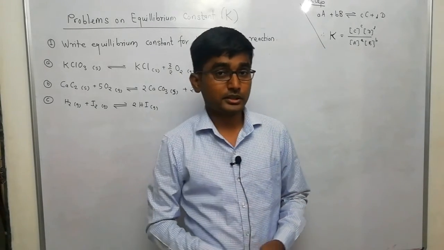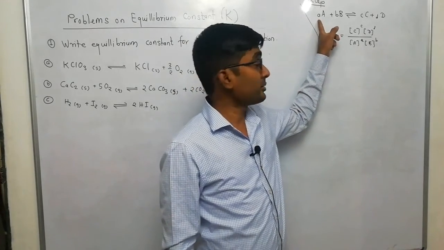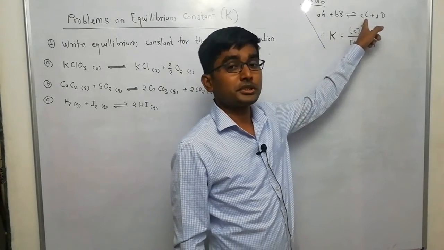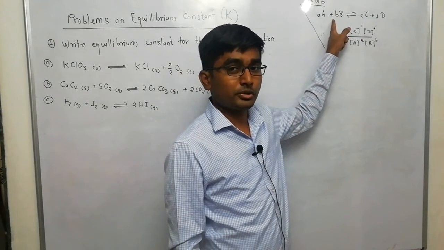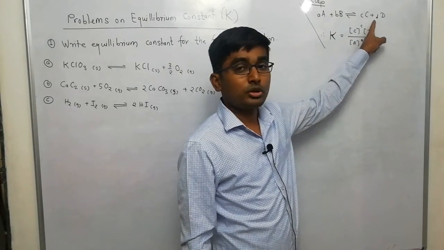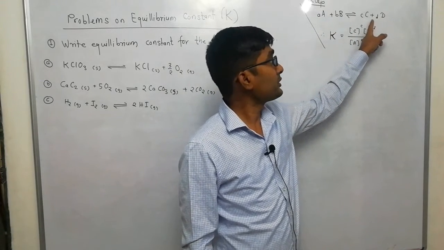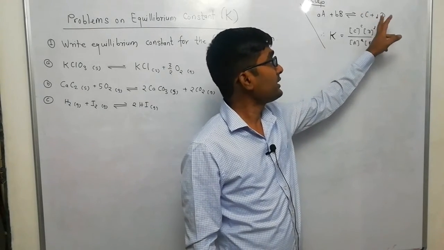Now what is the equilibrium constant? In the previous session we have seen this. Consider a general chemical reaction: aA plus bB gives rise to cC plus dD. Here small a, small b are the stoichiometric coefficients of the reactants A and B, and small c and small d are the stoichiometric coefficients of the products C and D.